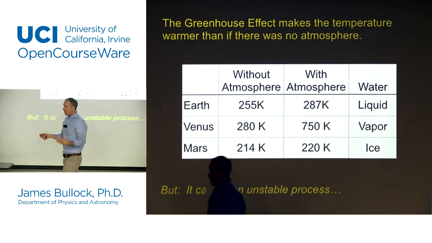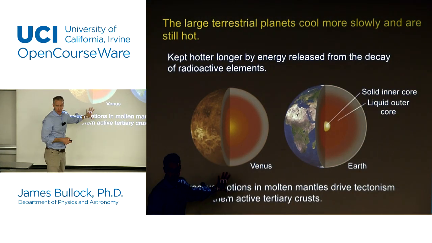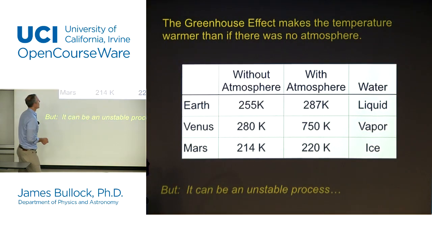Why do we care about, and so look at Mars. Sorry, let me just back up. Mars, on the other hand, basically has no atmosphere because it doesn't have much of a magnetic field and it's lost its atmosphere to the solar wind.